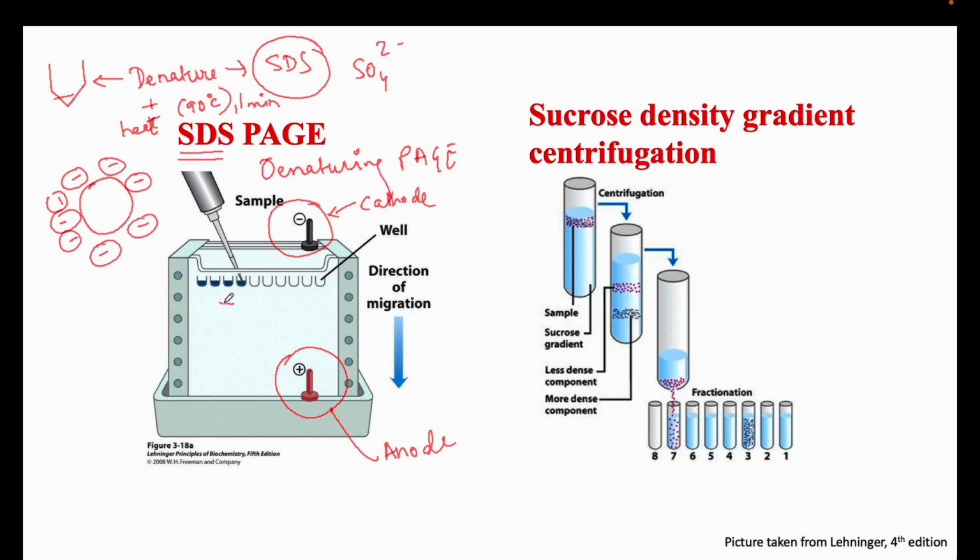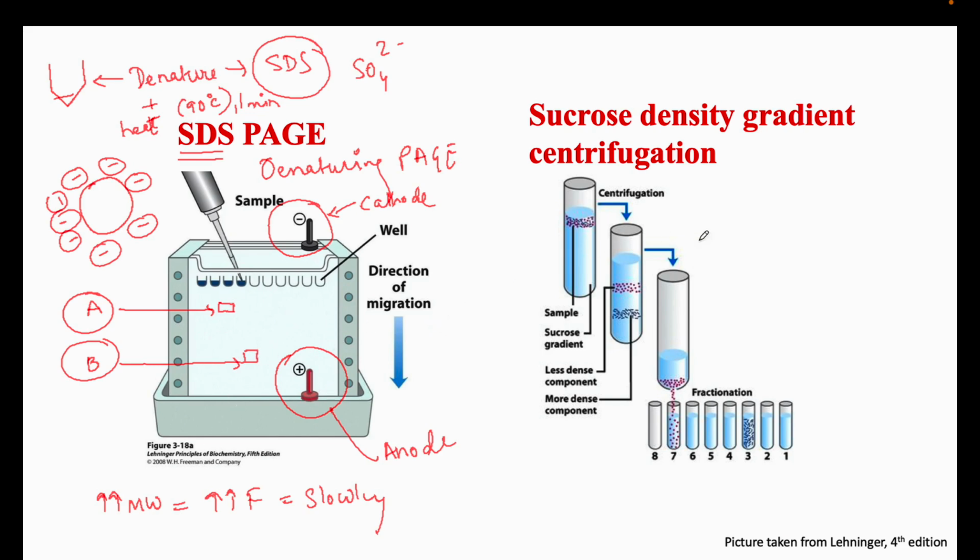So suppose I have two bands here. A band has higher molecular weight, so if molecular weight is higher, it will have more friction, right? And thus it will move more slowly. Whereas the small protein, it is very tiny, and it will have less friction, and it will move faster in the gel. So again in SDS page we separate protein based upon the size.